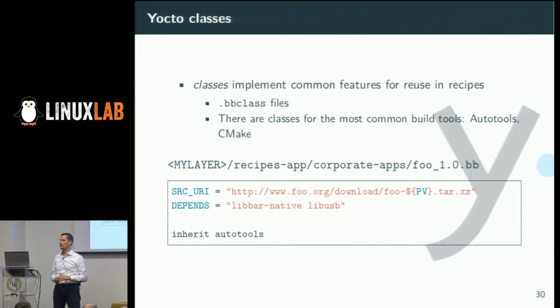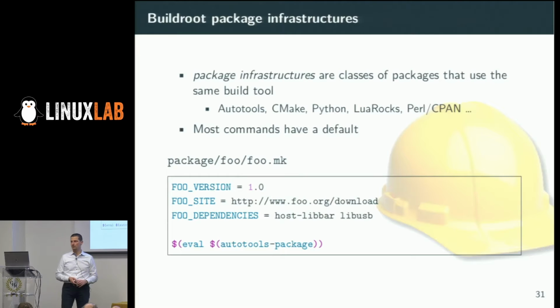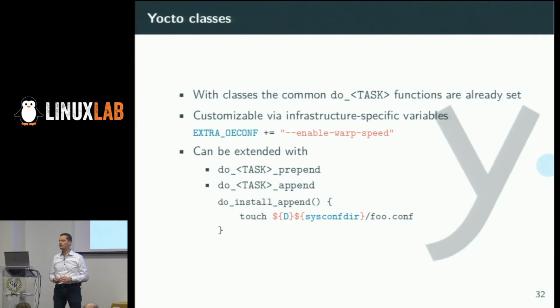For well-known build systems like Autotools, CMake, and many others, both Yocto and Buildroot have some base code to simplify your rules creation. In Yocto, you just inherit from a class, like inherit autotools. In Buildroot, you use the eval autotools-package syntax, but it's the same, so you can basically skip writing any kind of code in most cases.